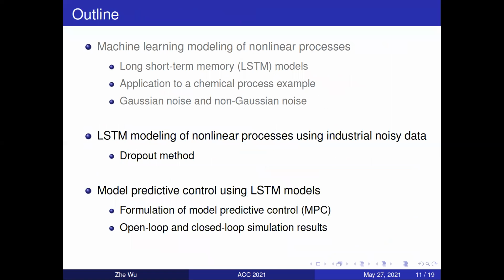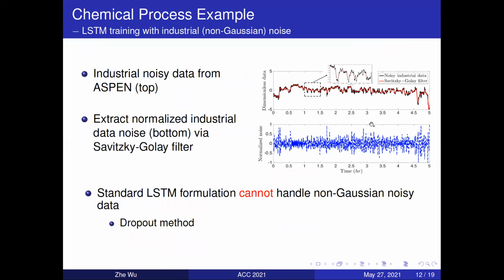Next, we consider industrial noise, which follows a non-Gaussian distribution, and we will use the dropout method to improve its performance. So here's the industrial noisy data from an Aspen database, and we first extract the normalized industrial data noise and apply it to our CSTR example. We first try the standard LSTM training, and it turns out the standard LSTM cannot handle the non-Gaussian noise in this example.